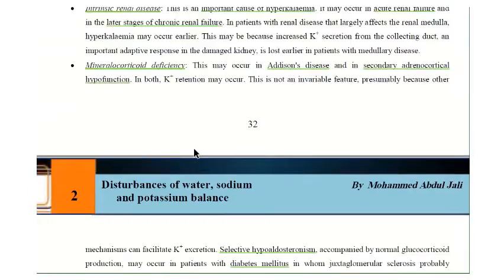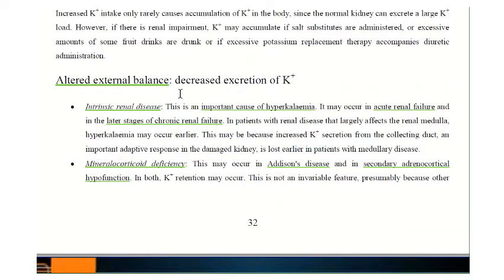إذن هذني الأسباب اللي تؤدي إلى decreased excretion of potassium من ضمن altered external balance.